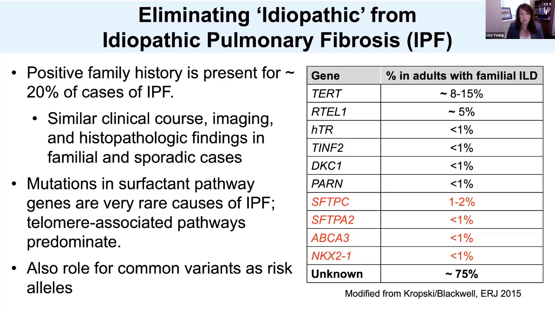It turns out that mutations in the surfactant pathways are very rare causes of disease in adults, and that telomere or telomerase-associated pathways predominate, with more genetics yet to be understood. So in addition to these rare variants, there are also roles for common variants as risk alleles as well. But again, just as the childhood forms have undergone more molecular understanding, the adult form as well.